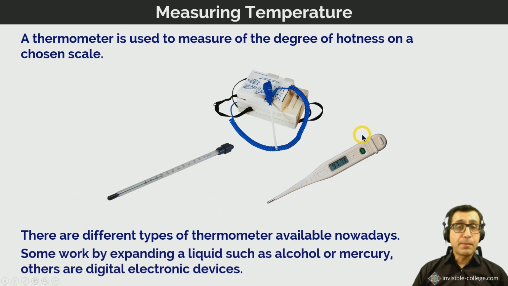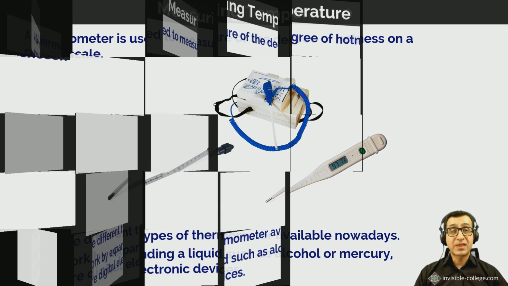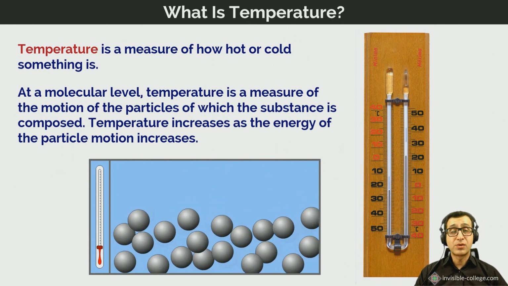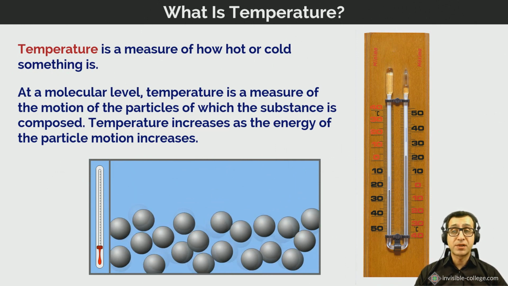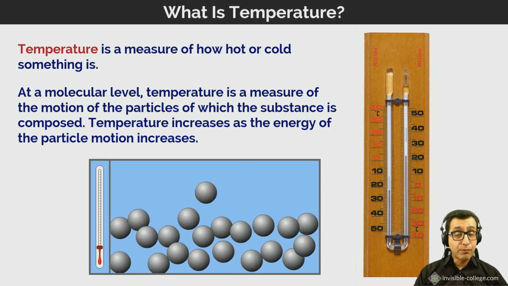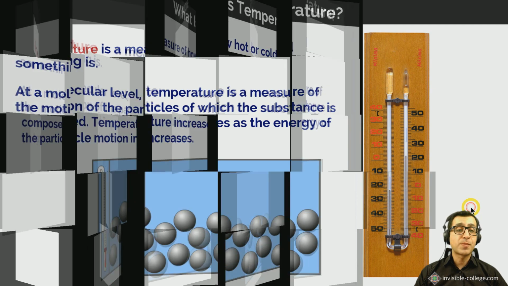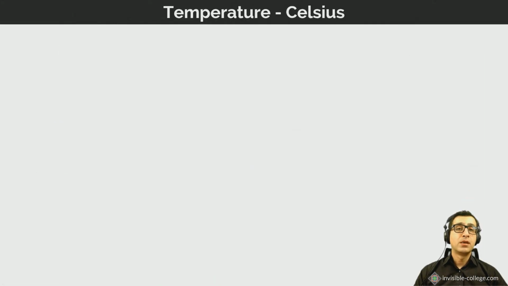So, temperature, for the average person, is a degree of how hot or cold something is. But at the molecular level, temperature is a measurement of the motions of particles, the average kinetic energies of the particles. And if the temperature is increasing, what that tells us is that the average kinetic energies of those particles are also increasing.